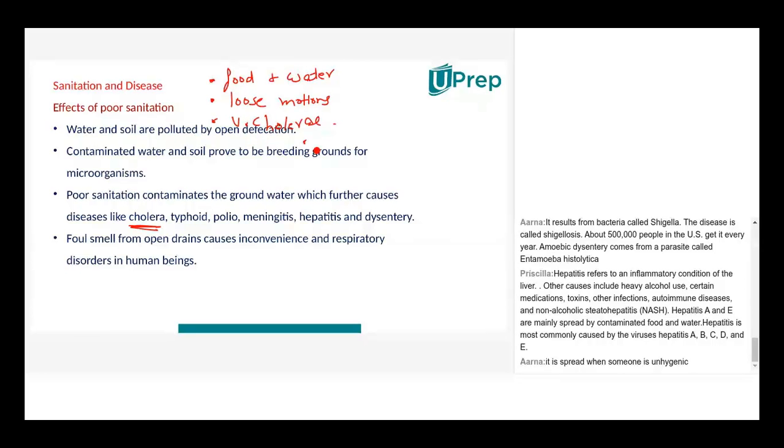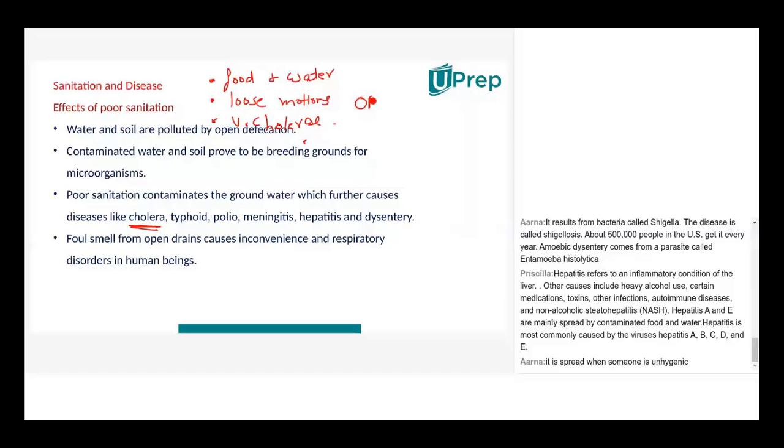Anna, is cholera treatable? Yes. How? Well, if they are given proper medication and if they maintain hygiene, they may get better.